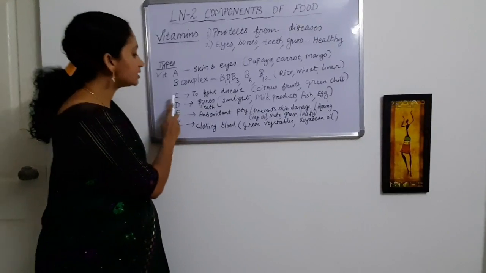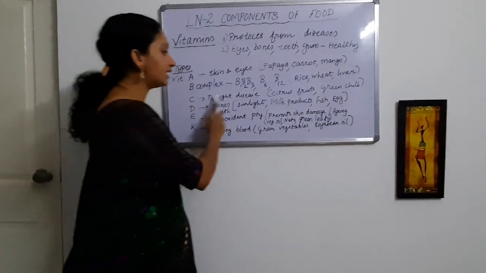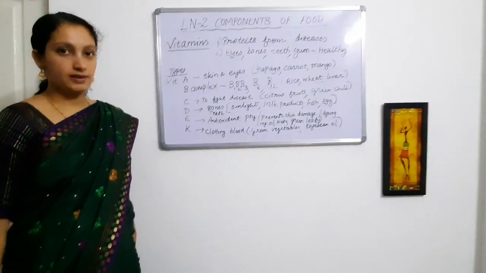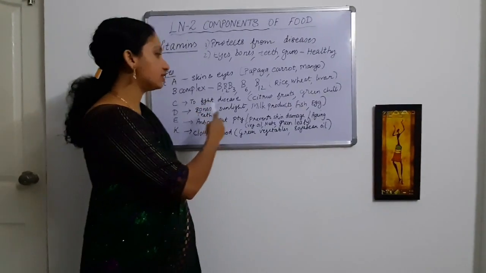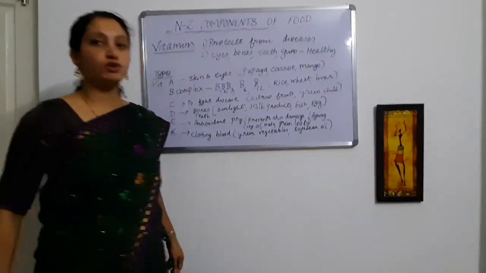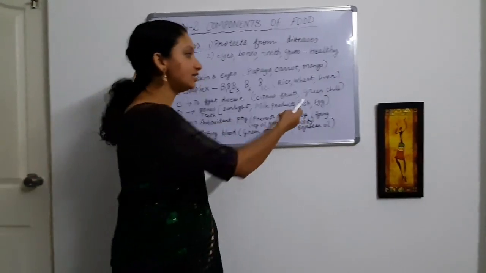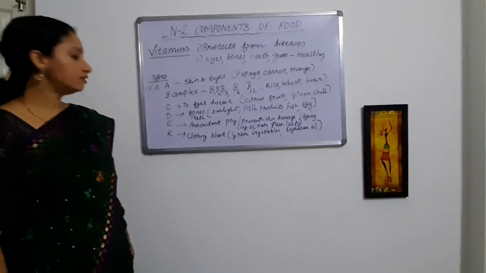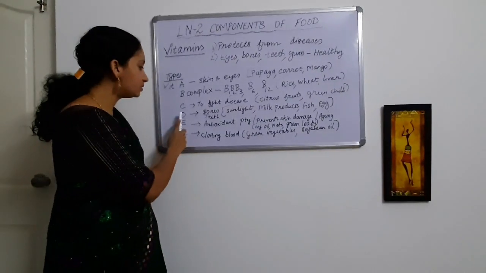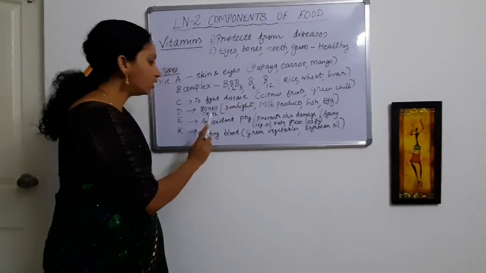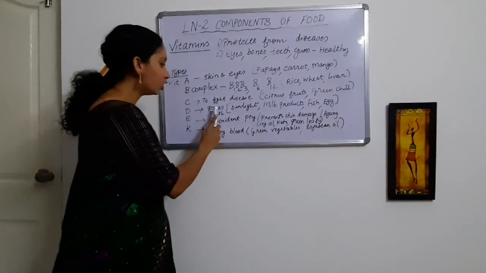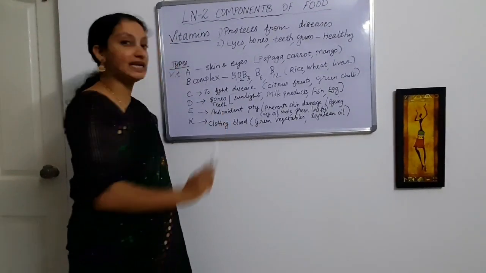Third one is vitamin C to fight disease. And what are the foods giving vitamin C? All the citrus fruits like lemon, orange, etc. and green chili are rich in vitamin C. Next one is vitamin D. It's for healthy, strong bones and teeth.